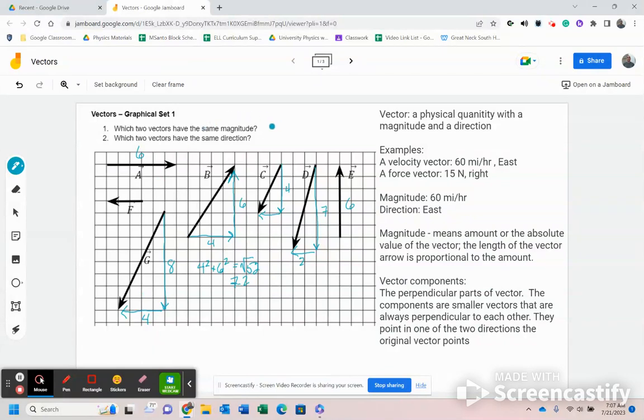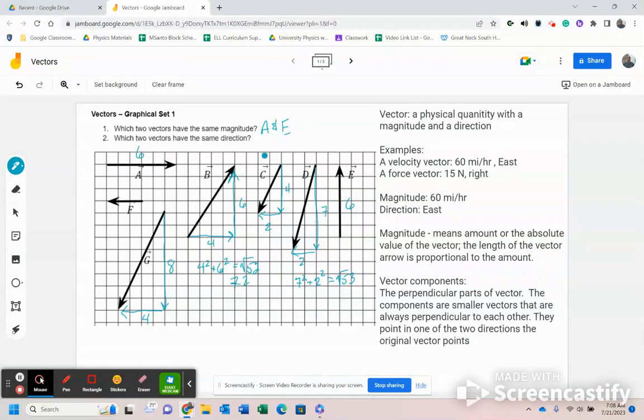Now, when they ask to compare vectors with the same magnitude, they have to be the exact same magnitude. So if I look at something like vector B, which is radical 52, and I look at something like vector D, which is 7 squared plus 2 squared, which would be radical 53, they are close, but they are not the same magnitude. The only two vectors that have the same magnitude are A and E. They are both 6. When they're asking that question, they're referring to precise values.